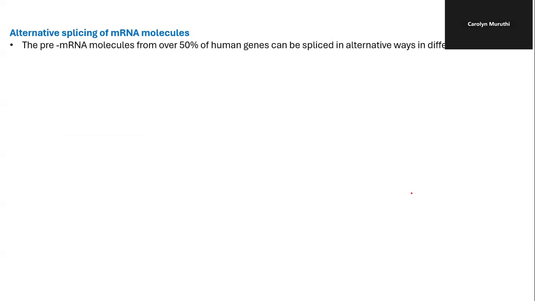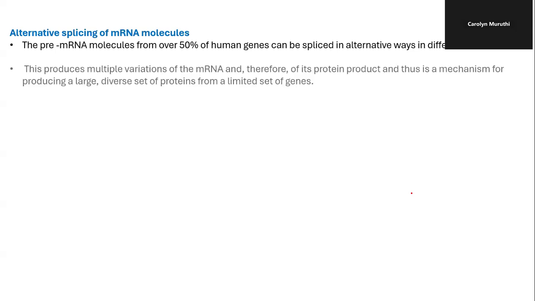We also have what we call alternative splicing of messenger RNA molecules. And we find that the pre-mRNA in humans can be spliced in alternative ways in different tissues. And this will produce multiple variations of messenger RNA, and therefore its protein product. And this mechanism will lead to a large and diverse set of proteins from a limited set of genes.